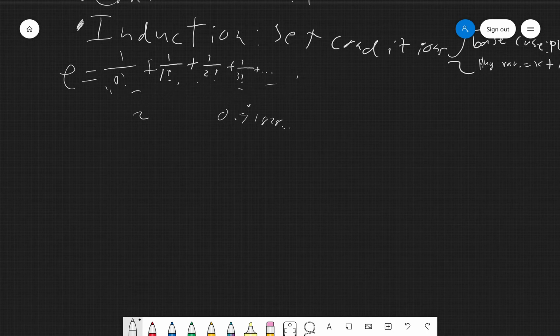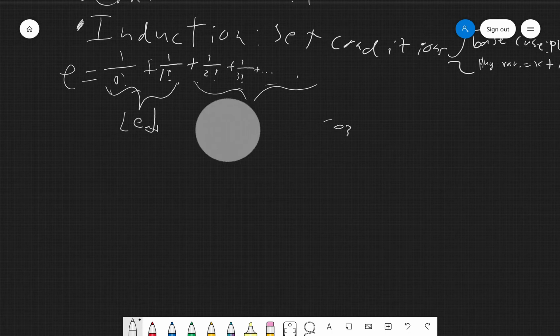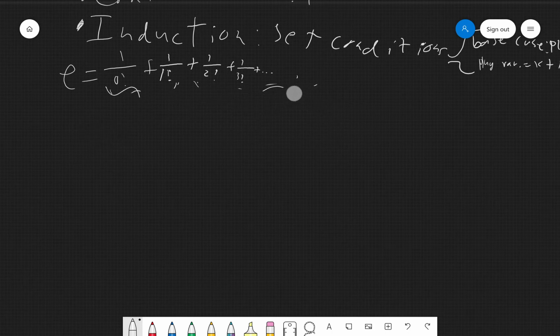In other words, this is the floor of E, and this is E minus the floor of E, which is equal to the fractional part of E. You will learn that in algebra 2 again.